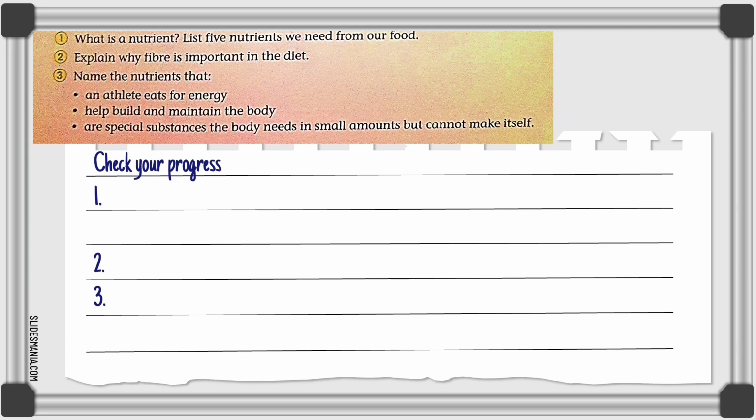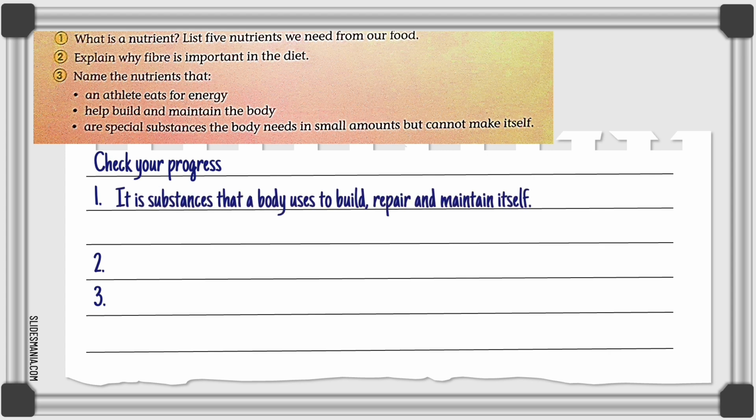The first question: what is a nutrient? Can you remember? It is a substance which gives the body energy. Okay, it gives you energy, it helps you to build. So we have to say in one sentence, it is a substance that a body uses to build, repair and maintain itself. Because when you say nutrients, we are saying it all together, right?